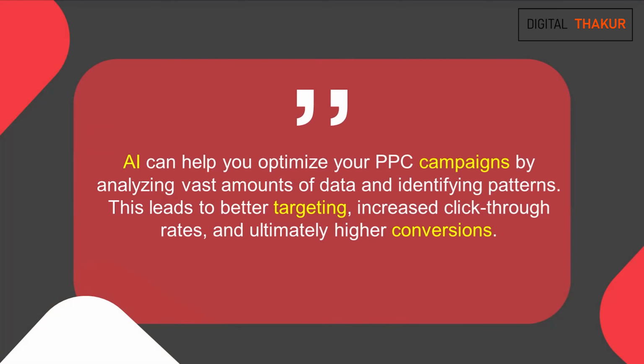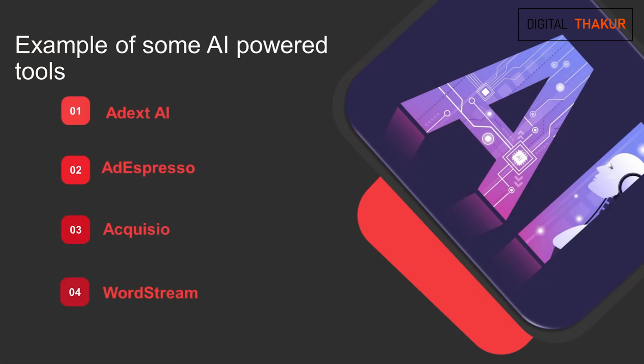In conclusion, AI can help you optimize your PPC campaigns by analyzing vast amounts of data and identifying patterns. This leads to better targeting, increased click-through rates, and ultimately higher conversions. There are several AI-powered tools available that can help in optimizing pay-per-click campaigns.